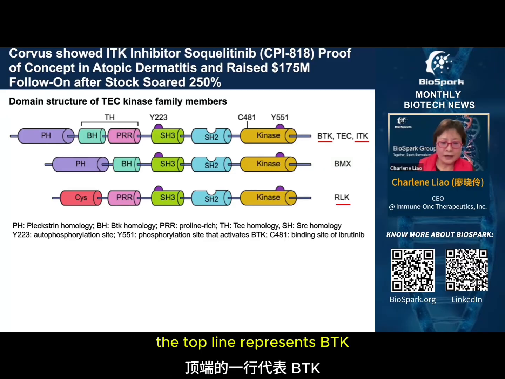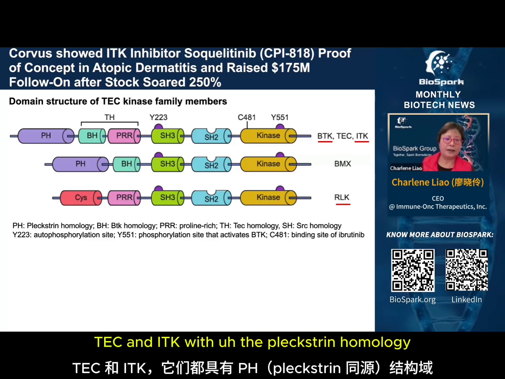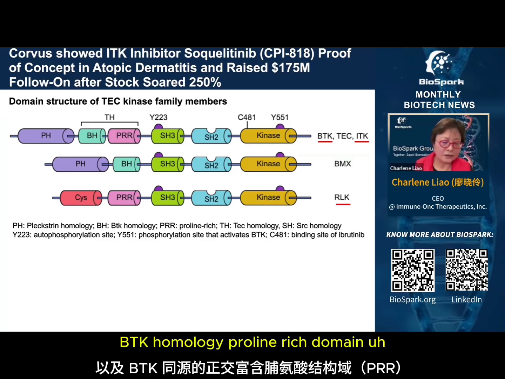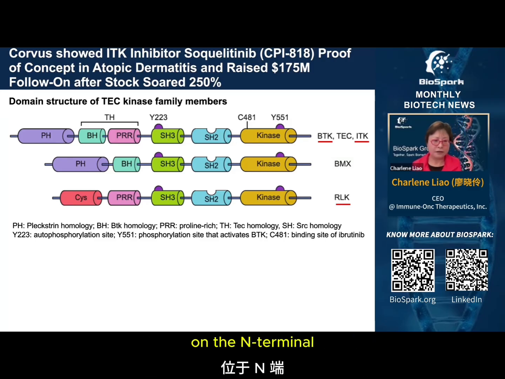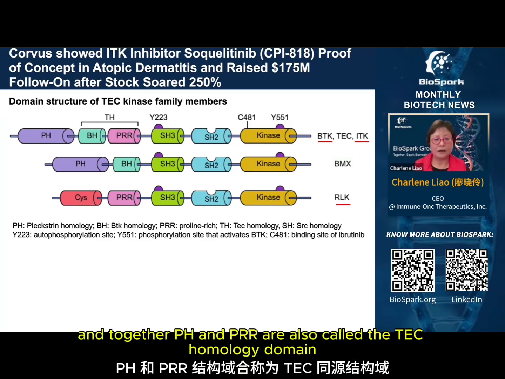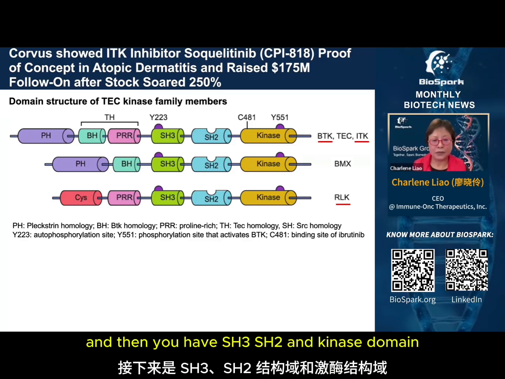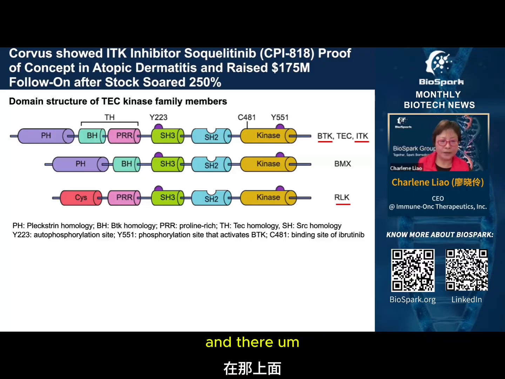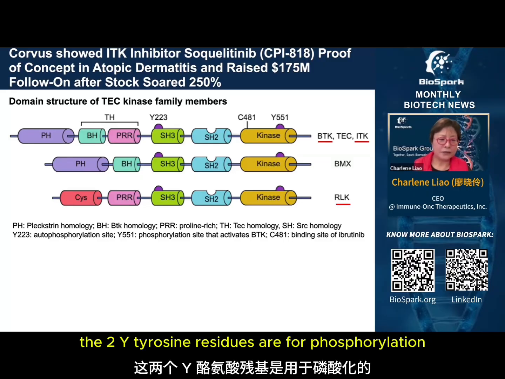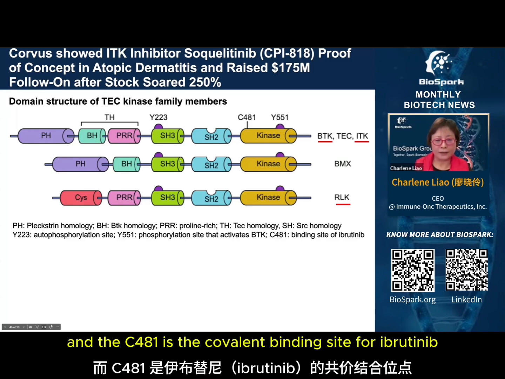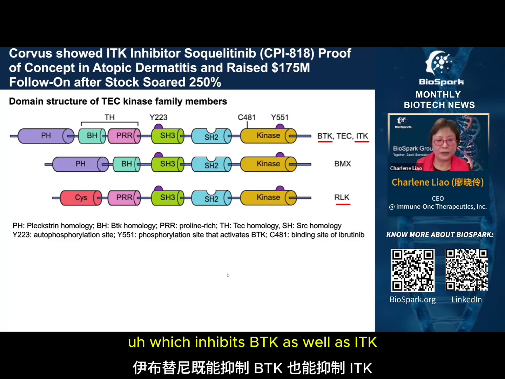The top line represents BTK, Tec, and ITK with the pleckstrin homology, BTK homology, and proline-rich domain on the N-terminal, and together BH and PRR are also called the Tec homology domain. And then you have SH3, SH2, and kinase domain. There, the two Y tyrosine residues are for phosphorylation, and the C481 is the covalent binding site for ibrutinib, which inhibits BTK as well as ITK.